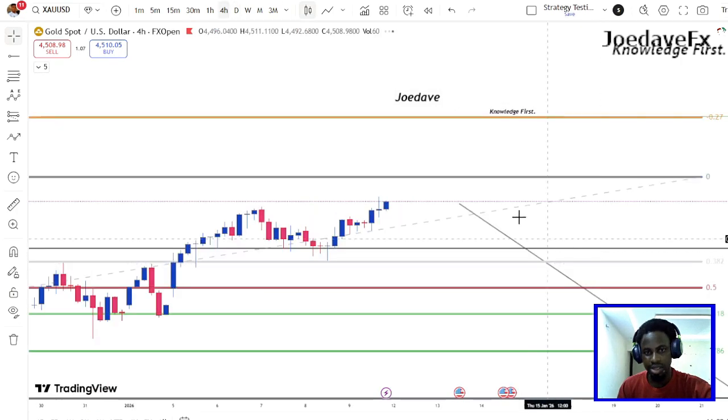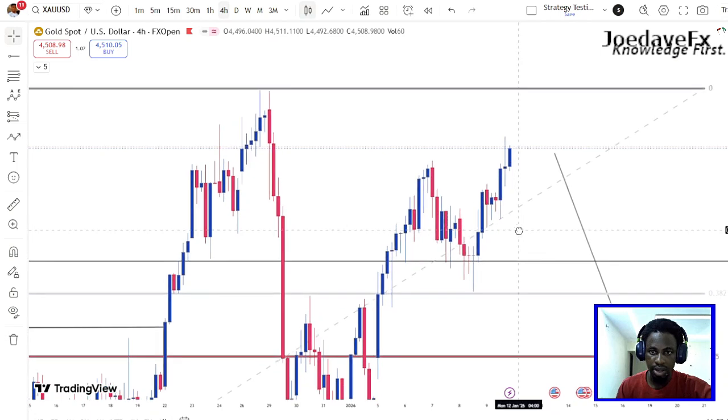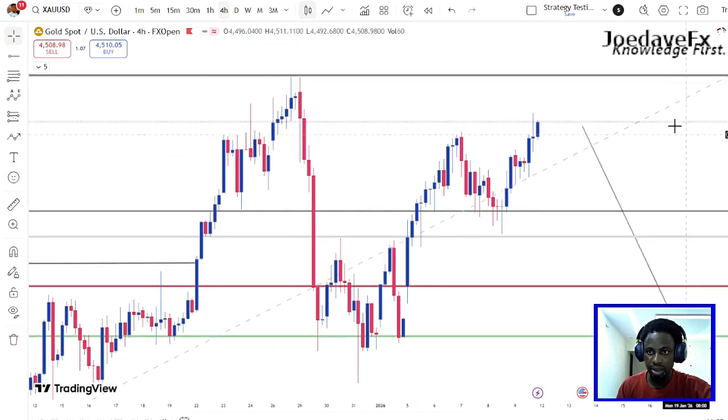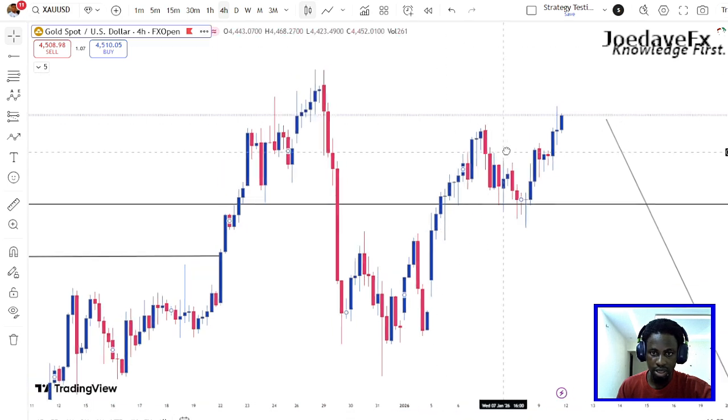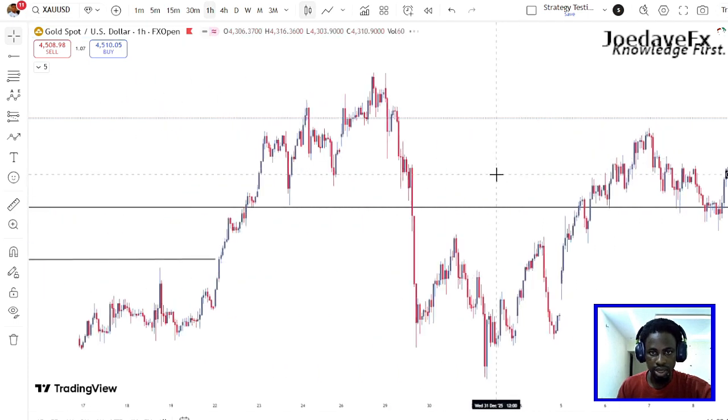So then let's see how we can actually get into this trade. All right, so getting into this trade from the daily time frame. Okay, on the 4 hour time frame, I cannot really see an entry. Let me just delete the Fibonacci. So I cannot really see an entry on the 4 hour time frame. So let's go to the 1 hour time frame and see exactly what gold is saying.